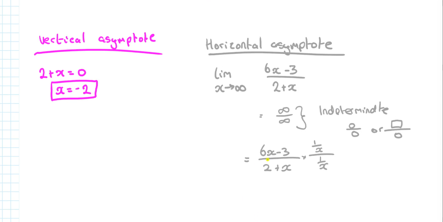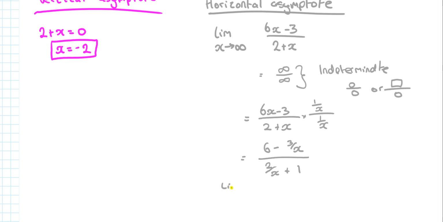And what I do then is 6x by 1 over x is 6, minus 3 by 1 over x is 3 over x, plus 2 over x plus x over x, which would just be 1. And now I apply the limit. So I go limit as x goes to infinity of 6 minus 3 over infinity, 2 over infinity plus 1.